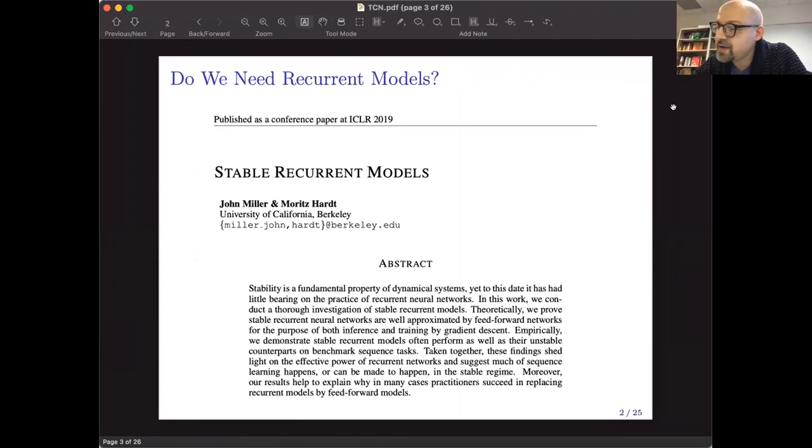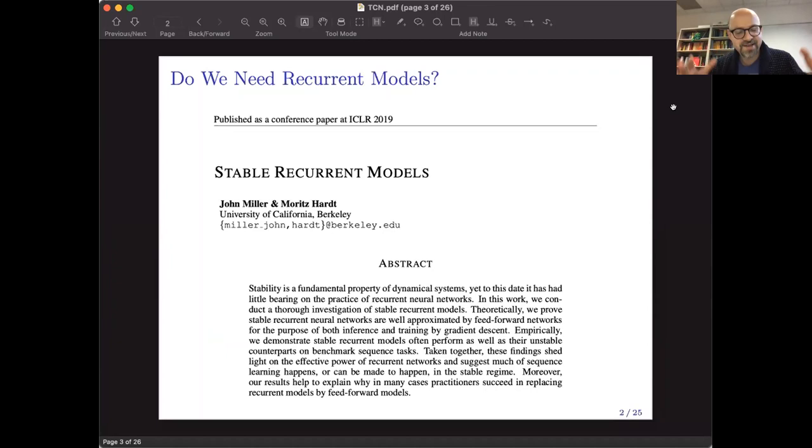The point of this paper is that if you have enough stability, so the system forgets its initial condition, let's say, or something like that, then you can replace a recurrent model with a feedforward architecture. Basically, what you do is you slide a window along your input sequence and ignore everything outside that window, process that, and move the window over, and you keep going.